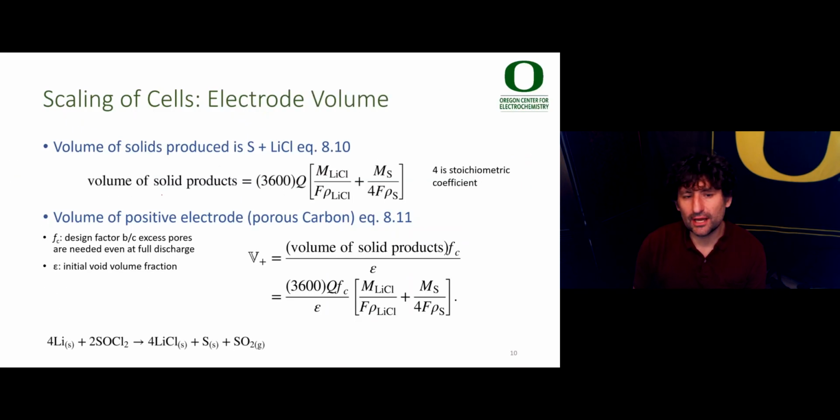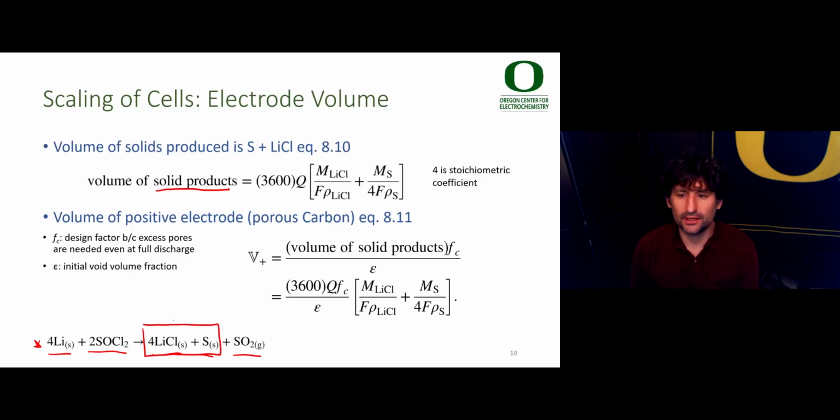Now, we can also calculate the volume of the solid products. Remember, this is the overall electrochemical reaction. 4 moles of lithium react with 2 moles of thionyl chloride to give 4 moles of lithium chloride, a mole of sulfur solid, lithium chloride is also a solid, and a mole of SO2 gas. So if we take the amount of lithium chloride and sulfur generated, we can figure that out simply by taking the total charge passed.